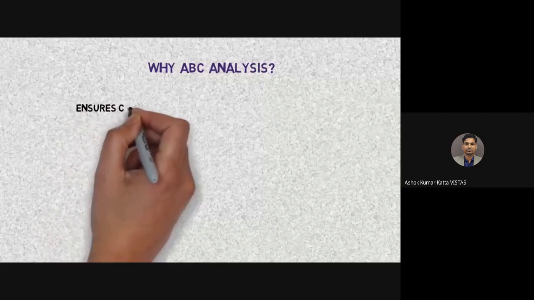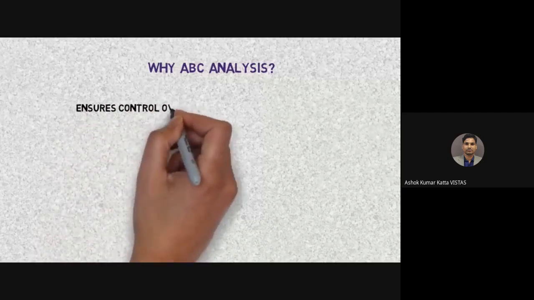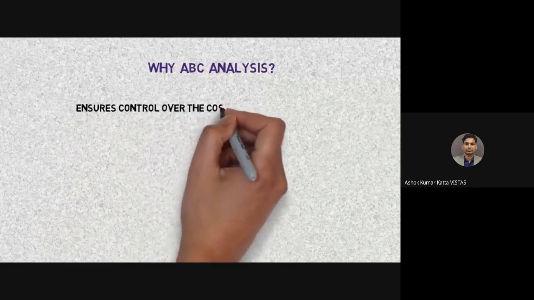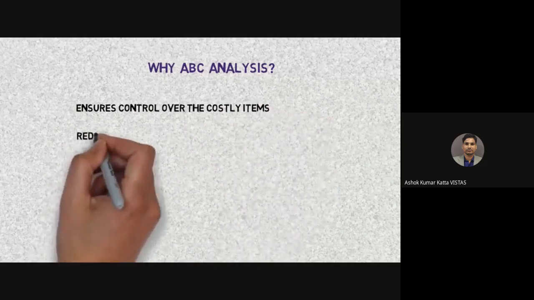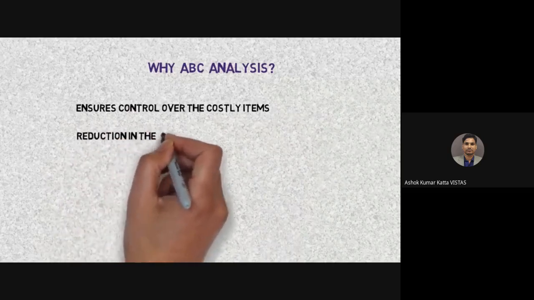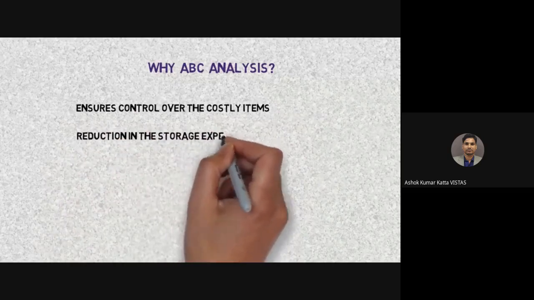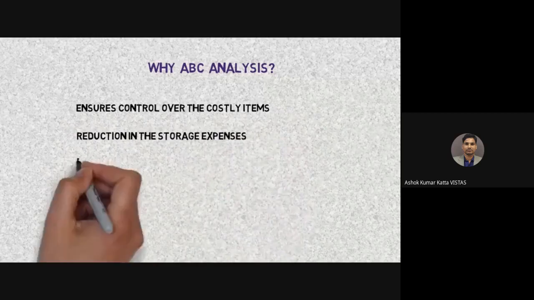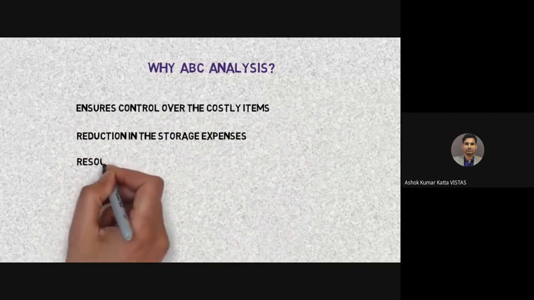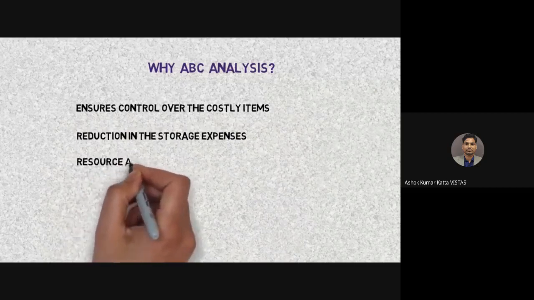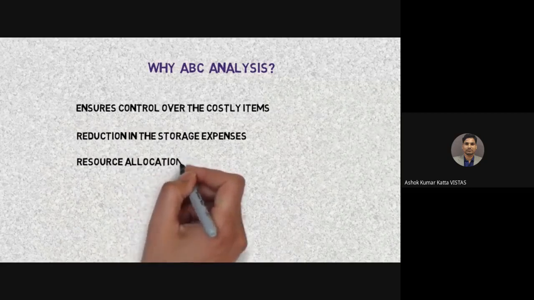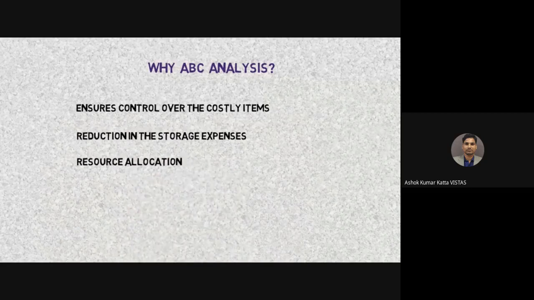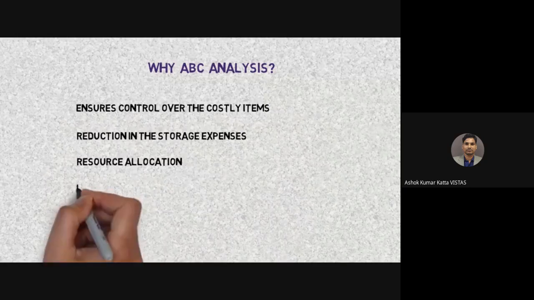Number 1. It ensures control over the costly items in which a large amount of capital is invested. Number 2. It ensures considerable reduction in the storage expenses. Number 3. Resource allocation. Resource allocation with ABC analysis is a continuous process requiring periodic tracking of Class A items. Since these items are of utmost value, the stock level must always align with the customer demand.